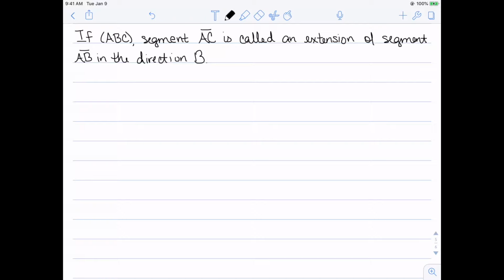Before I do my next theorem, I need to define an extension. If I have the betweenness relation ABC, then my segment AC is called an extension of the segment AB in the direction B. Equivalently, you could say it's an extension of the segment BC in the direction of A, but essentially I have a segment and I'm just going to extend it out in one direction. So now let's define our segment extension theorem.